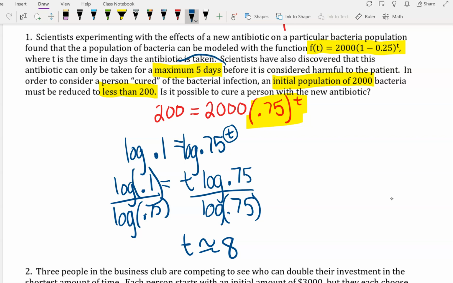But if we read this key information right here, they're only allowed to take it for 5 days. So no, they will not be cured.